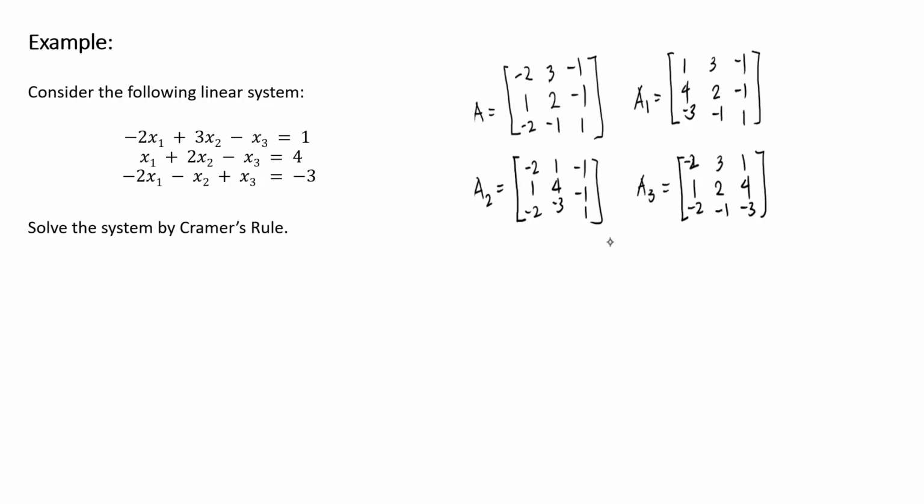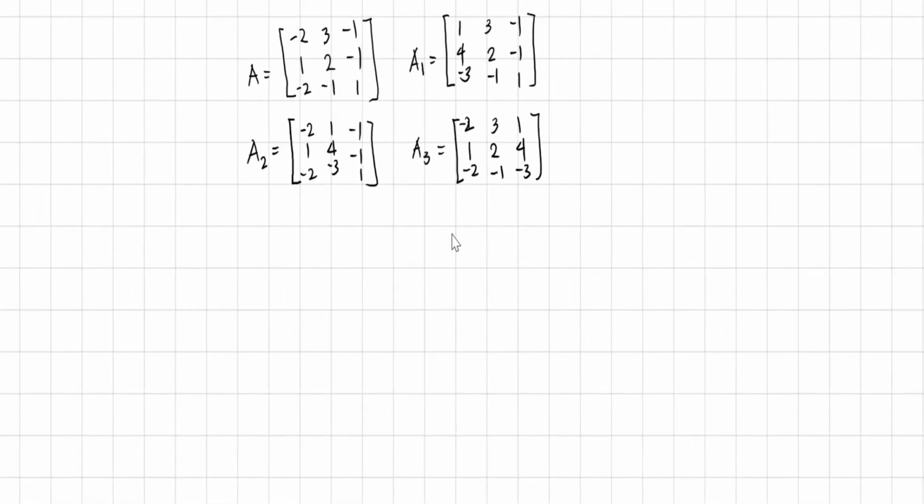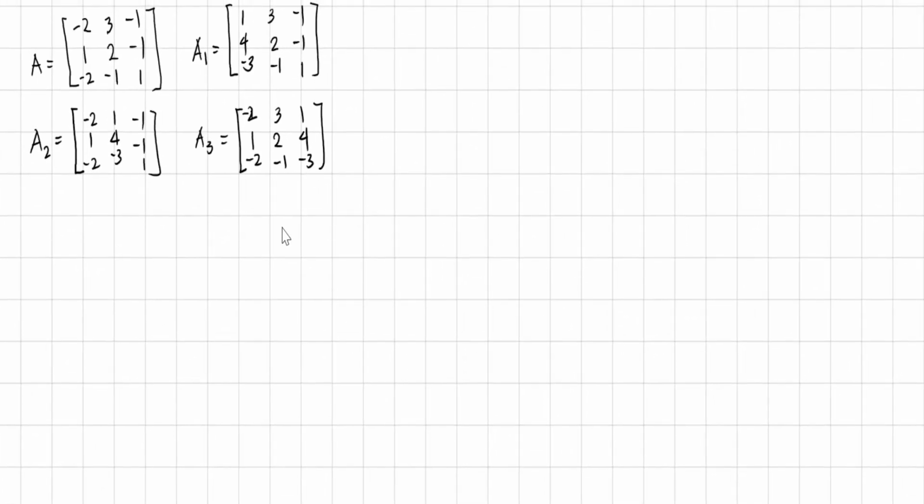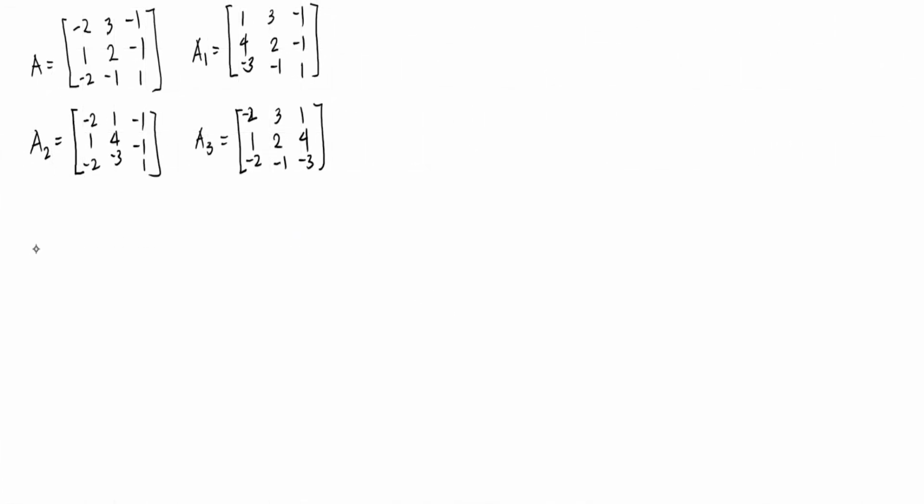Next, we will solve the determinant of each of these matrices. So let us move it here. Let us start with the determinant of A. So A is equal to the matrix with rows: negative 2, 3, negative 1; 1, 2, negative 1; negative 2, negative 1, 1.